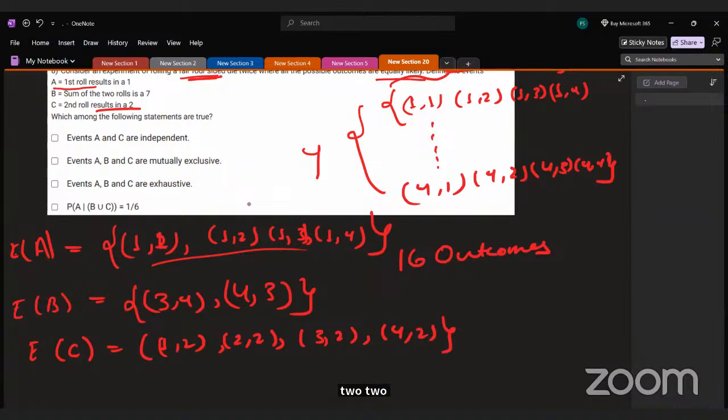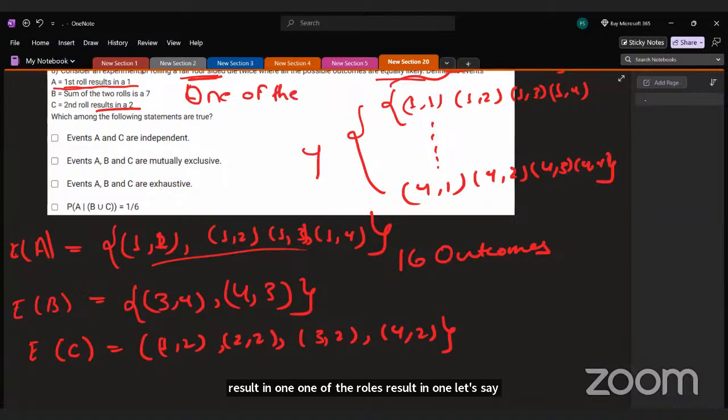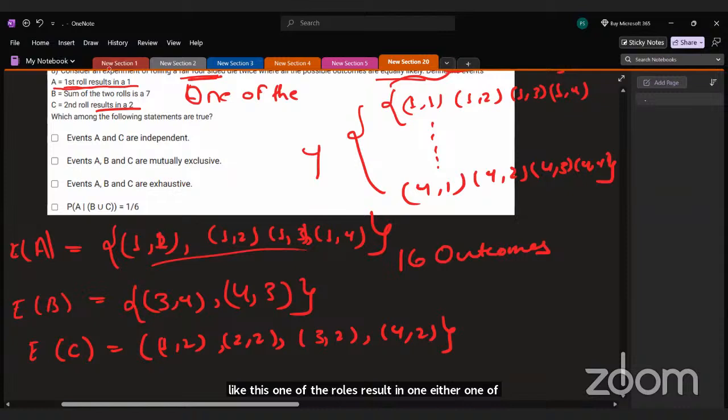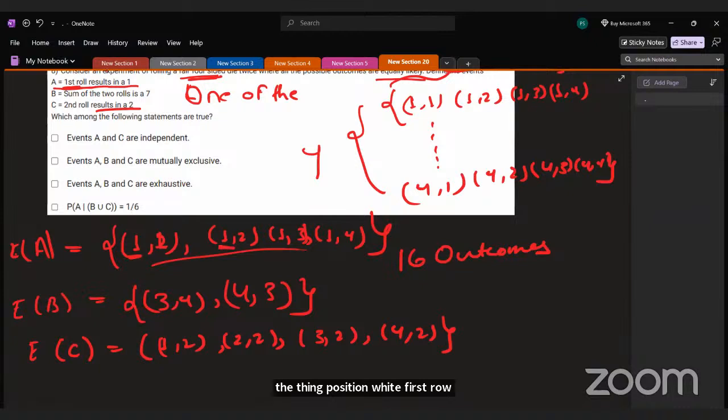Sir, can't we take event A as (2,1), (3,1), (4,1)? No, it's saying the first roll results in 1. It's not saying one of the rolls results in 1. If it said one of the rolls results in 1, either one of them, then we could do that. But it is saying position-wise. First roll, the very first roll. So the first position roll is 1. That's why we can't take (4,1), (3,1). Okay, got it?